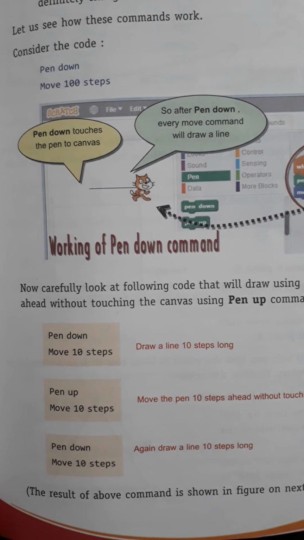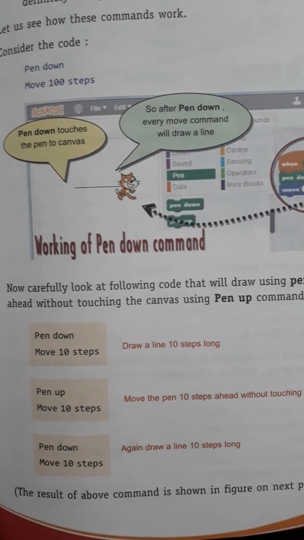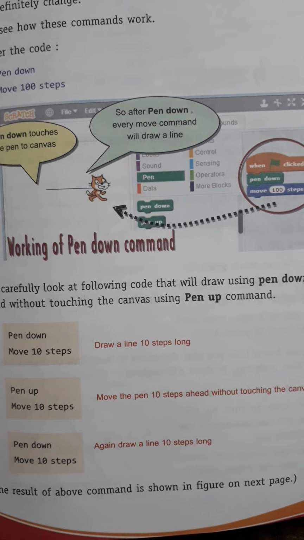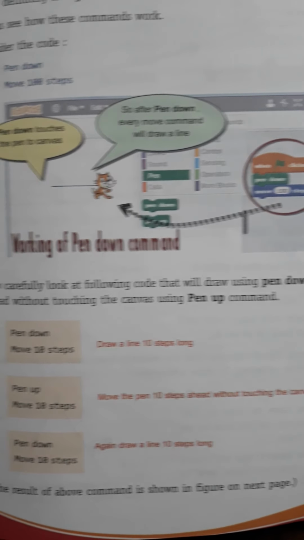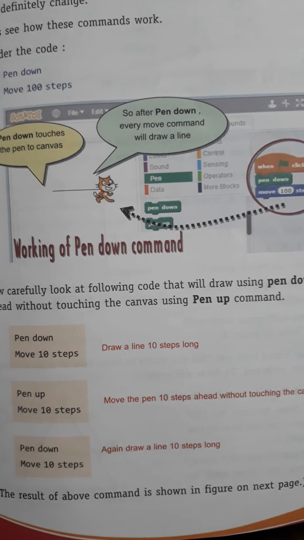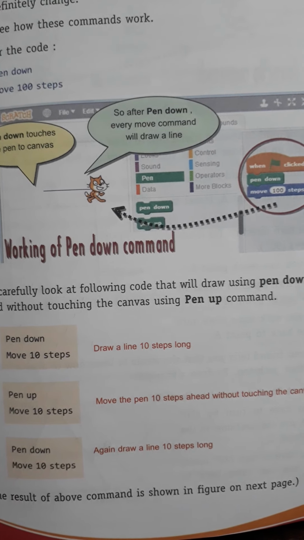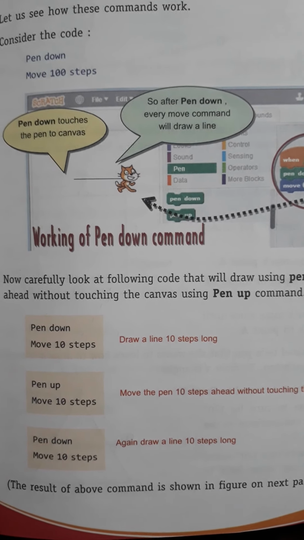The first is pen down, move 10 steps. Draw a line 10 steps long. Pen up, move 10 steps. Move the pen 10 steps ahead without touching the canvas. Pen down, move 10 steps. Again, draw a line 10 steps long. So the pen down and pen up commands work like this.